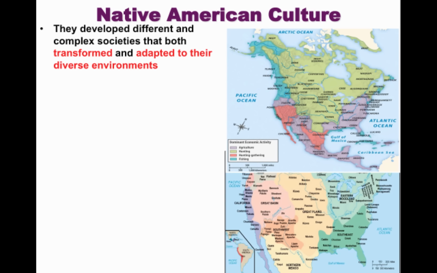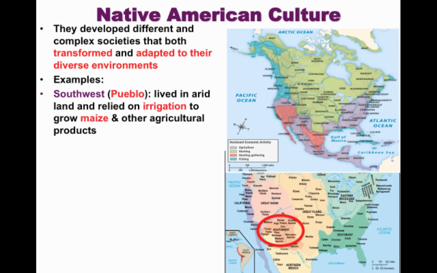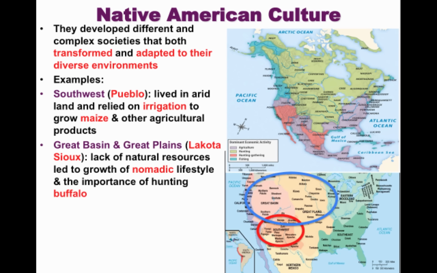And as you can see in these two graphics, the different Native American economic activity as well as environmental regions. Some examples to keep in mind: you could see the Southwest Native American culture seen in the example of the Pueblo Indians. They lived in arid land. It was very dry, and they relied on irrigation to grow maize or corn and other agricultural products. In fact, maize cultivation spread from present-day Mexico and headed north and allowed for large population growth in the American Southwest.